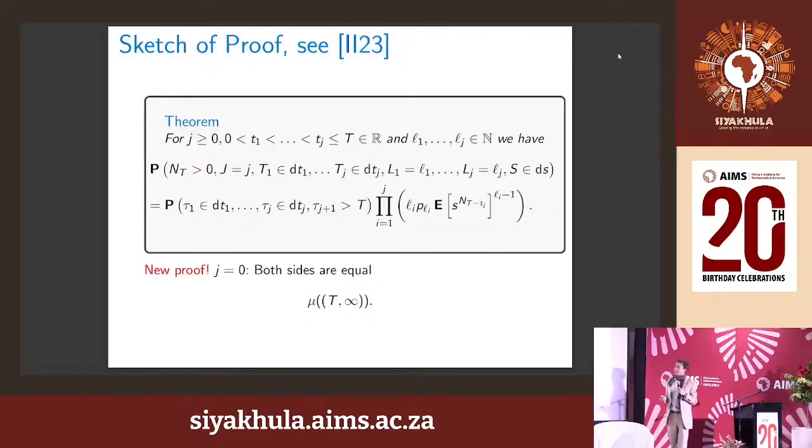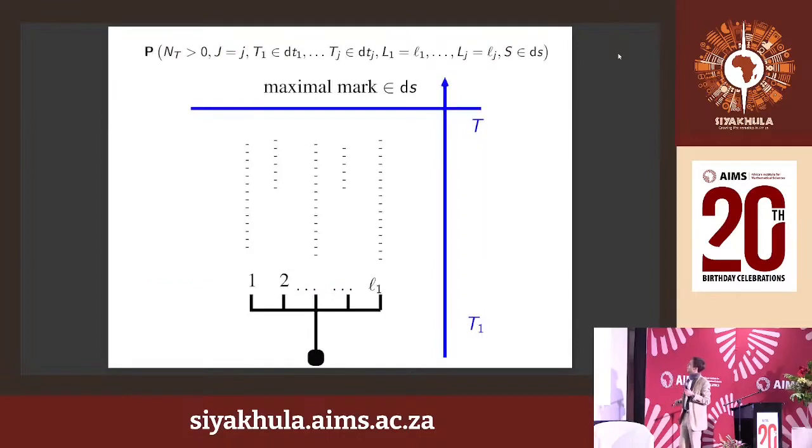And okay, let's try to prove it, right? We have a theorem, we know it's true, it's already proved. Let's try another proof. First of all, what's the probability that you don't even see any reproduction event? That means the individual you selected is just the same individual you started with, and there was no reproduction event at all. So it's just the probability that this individual lives at least time t long. Both sides are equal by definition. But how do we continue from here?